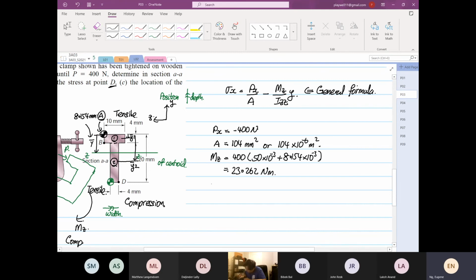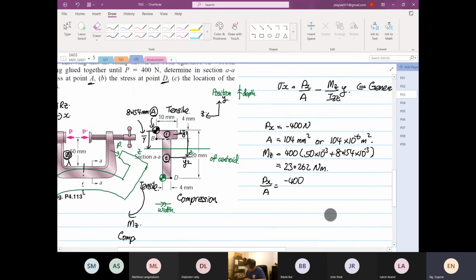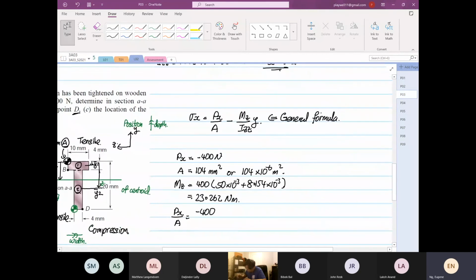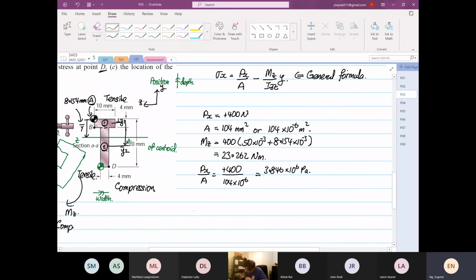So we also can calculate Px over A. So this is equal to 400, right? Is it minus or plus? I don't know why I put minus. Wait, sorry, it's plus. Okay, it's not minus. Positive. Divide by area, which is 104 times 10 to the power minus 6. So 400 divided by 104 times 10 to the power minus 6 is equal to 3.846 times 10 to the power 6 Pascal.